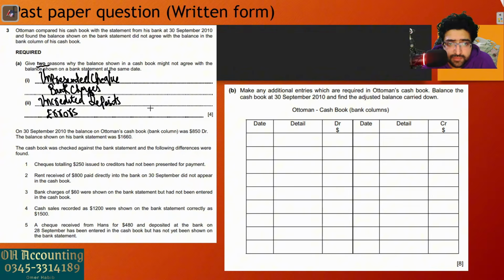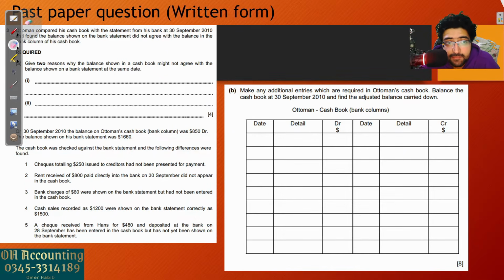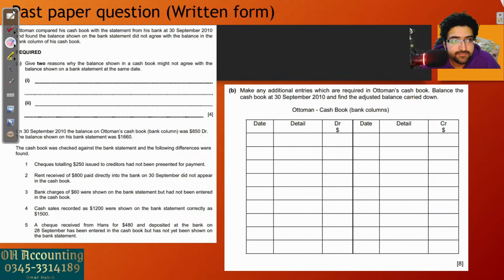So this is the theory part. As you can see, they also test you regularly on theory. This was for 4 marks, so you should know this. Another question they usually ask is the difference between standing order and direct debits. So remember that as well. Now, moving on to the actual question, in which we have to update the cash book and prepare the bank reconciliation statement.